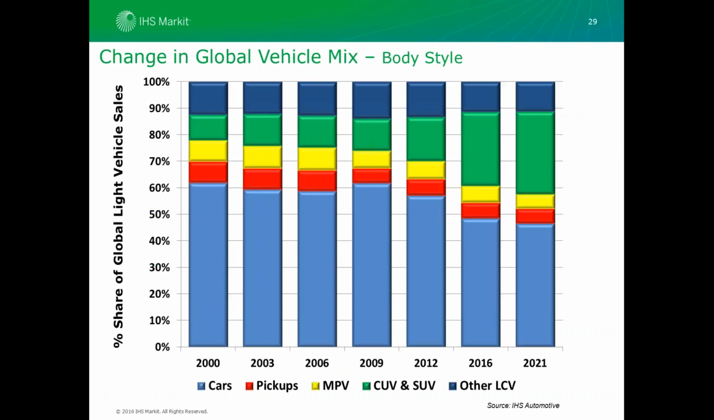Same thing happening globally. You can see the vehicle mix of light vehicle sales around the world, broken up between cars, pickups, and so on across the bottom. Cars in 2000 represented over 60% of global new light vehicle sales. By 2021, they're going to be down to around 45%. And again, it's the CUV and SUV body styles that are taking over all that market share. Most of the others are remaining relatively flat, as you can see.